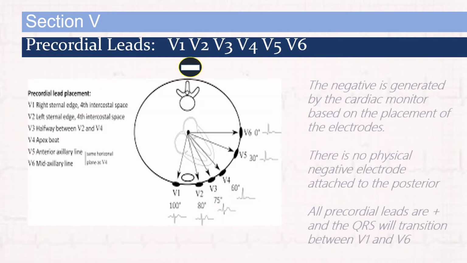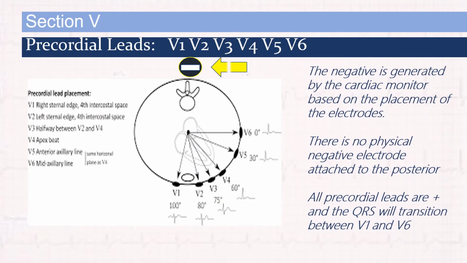The answer is the negative electrode or source is generated by the cardiac monitor based on the placement of the other electrodes. There's no physical negative electrode attached to the posterior of the body. All precordial leads are positive and the QRS will transition between V1 and V6.